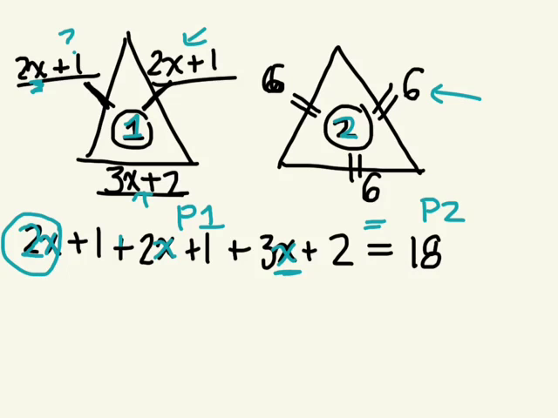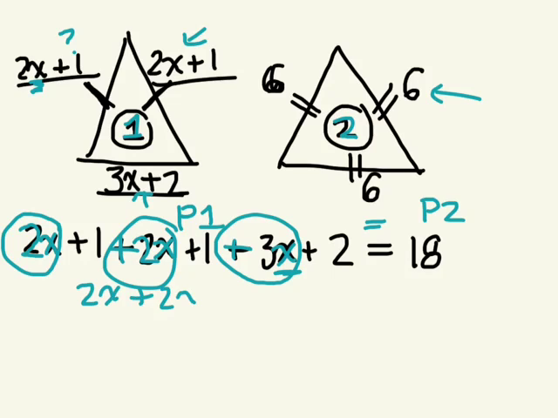You have a 2x, then you have another 2x, and then you have the 3x, and they're all on the left side of the equation. So if you simplify that, how many x's do you have? 2 plus 2 plus 3. 7 x's altogether. Then we have 1 plus 2 plus 1 plus 2. So 6.